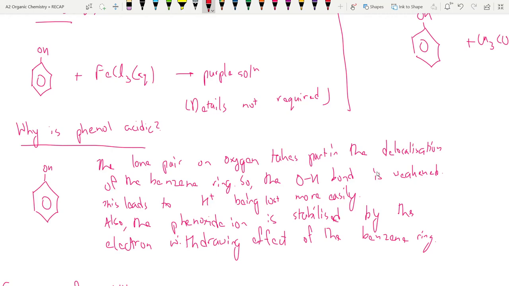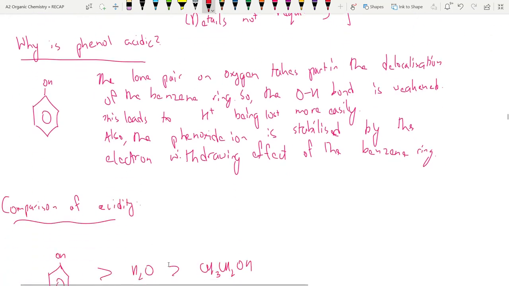Okay, as a result, think about it. Since the negative charge is delocalized into the benzene ring, it is stabilized. It will be harder to get the H+ back. That's why it's stronger. So you need to talk about both points, weakening the OH bond as well as the stabilizing of the phenoxide anion. Okay.